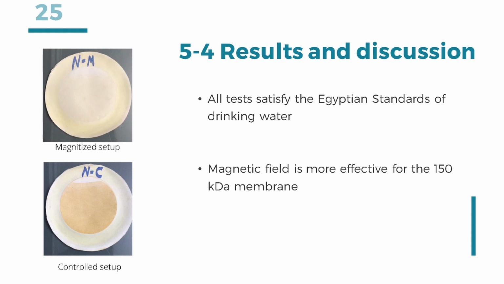However, overall, all the test runs passed the Egyptian quality standards, and the magnetized setups all showed to be more effective with the 150 kilodalton membranes. The results also showed that the magnetic field was more effective on the second source water, and also provided higher stabilized flow while using the first source water, which will give higher volumes of water throughout longer periods of time.